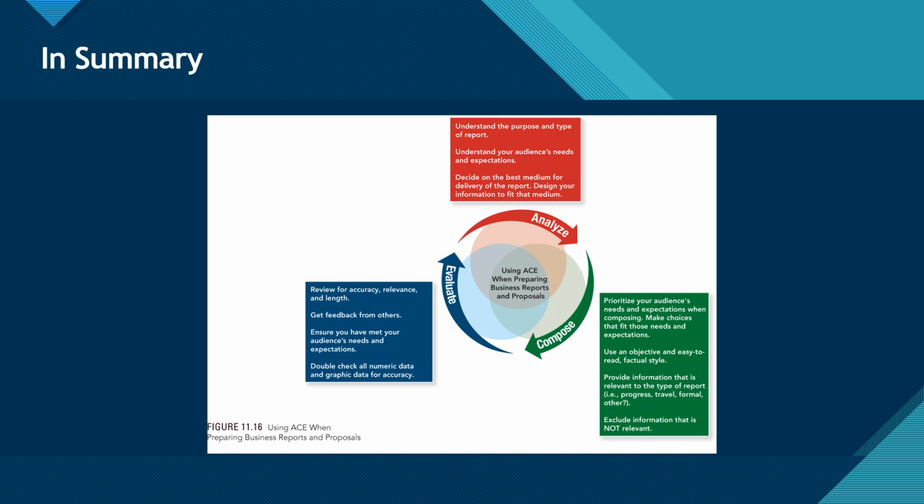We have to use an objective, easy-to-read, factual style. We need to provide information that is relevant to the type of report, that is, progress, travel, formal, other. Lastly, in the Evaluate section, we have to review the accuracy, relevance, and length, get feedback from others, and ensure we have met our audience's needs and expectations. We must double check all numeric data and graphic data for accuracy.